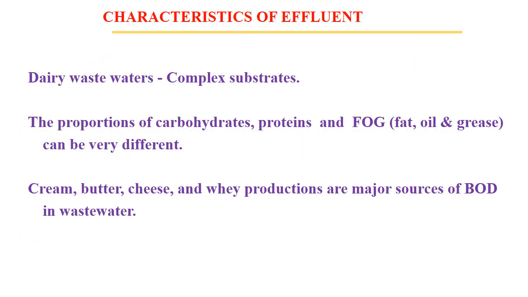In continuation, let us understand the characteristics of effluent. In the case of dairy wastewater, it is a highly complex mixture, and the constituents could be carbohydrates, proteins, and FOG, that is fat, oil and grease, and their proportion can differ depending on the type of product processed. Cream, butter, cheese and whey production are major sources of BOD in wastewater. When we make cream, butter, cheese and whey, a large amount of wastewater comes out, and it has a very high level of BOD.